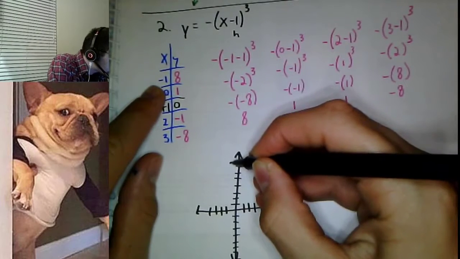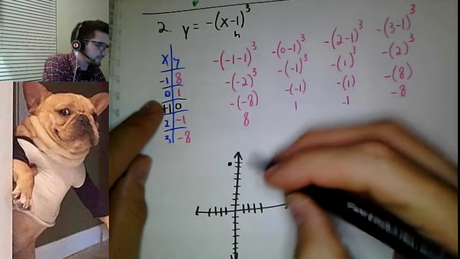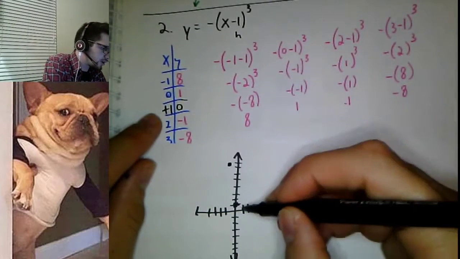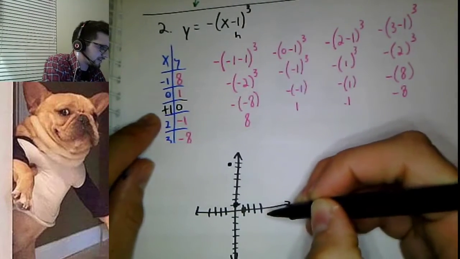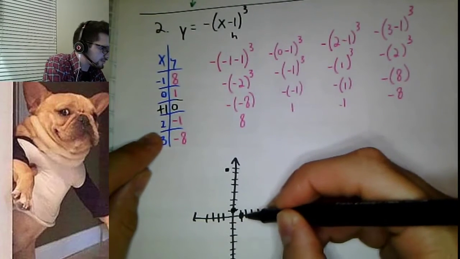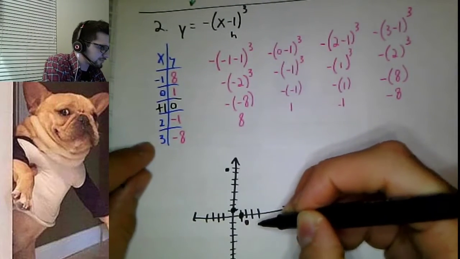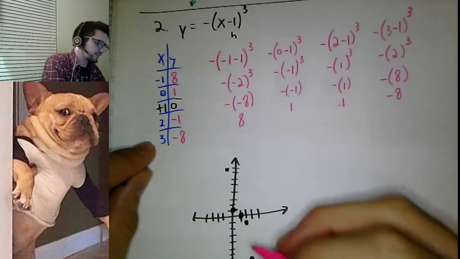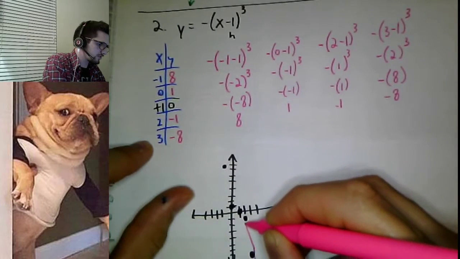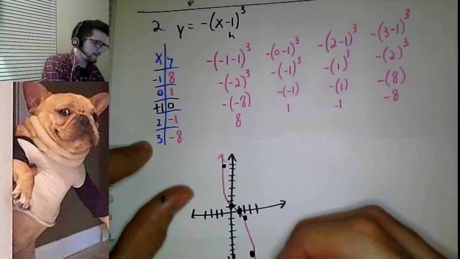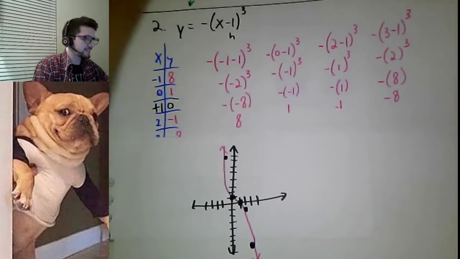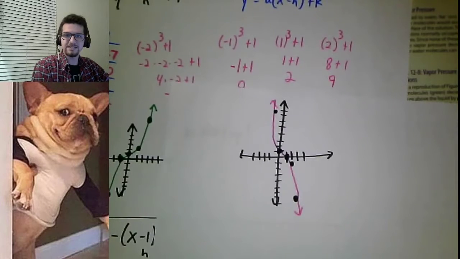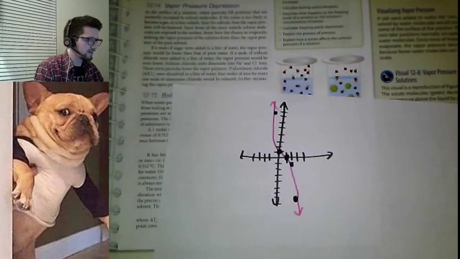My second point is stay there, go up 1. Third point is go over 1 and then stay there. My fourth point is go over 2 and then down 1. My last point is to go over 3 and then down 8. And if I trace this, squiggle squoggle, I end up with that. Now, does this look inverted from that negative sign from the other one I did? Yes, it does. So I think I did this one right.